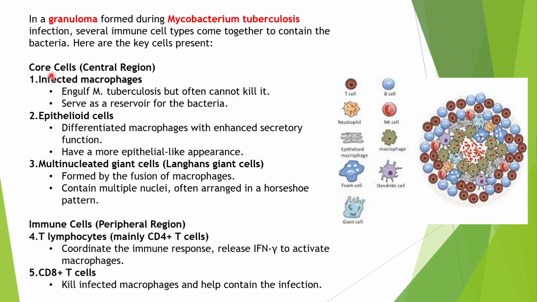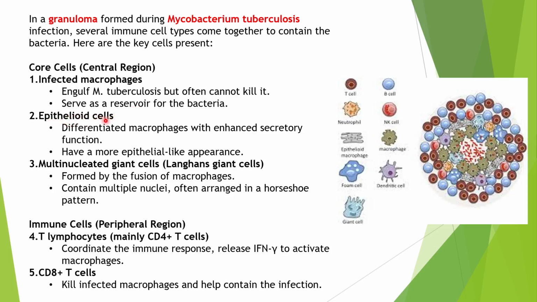So coming to particular regions, in which region which cells are first present. So in the core region, that is in the central region, you can see here surrounding immediately the bacteria, the infected macrophages. So they engulf the MTB but often cannot kill it. So though macrophages are phagocytic cells, they engulf it but they cannot kill the MTB. So they serve as a reservoir for the bacteria. So they engulf it and they store it. So it becomes a reserve of the bacteria since they are unable to phagocytose.